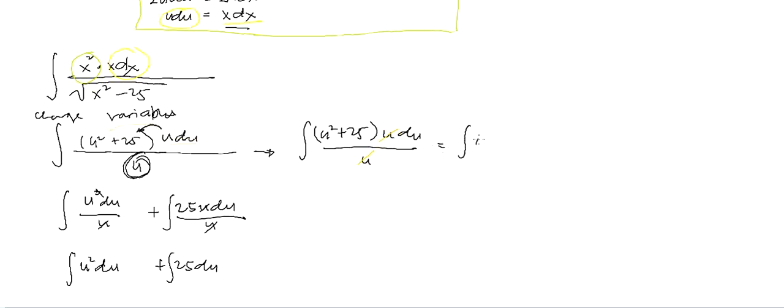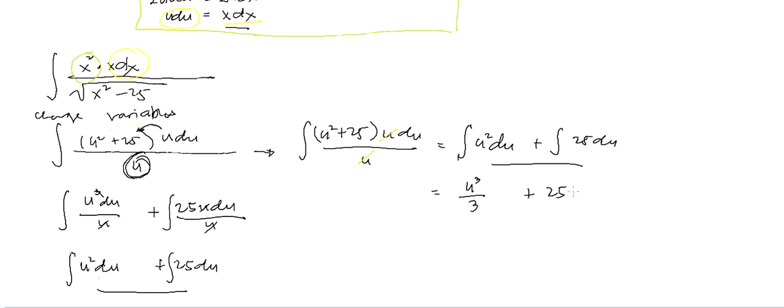Then integrate u squared du plus 25 du, right? It's up to you which solution you want. Let's say we end here and we need to integrate this. The integral of u squared is just u cubed all over 3, and then plus 25u, and then plus c.